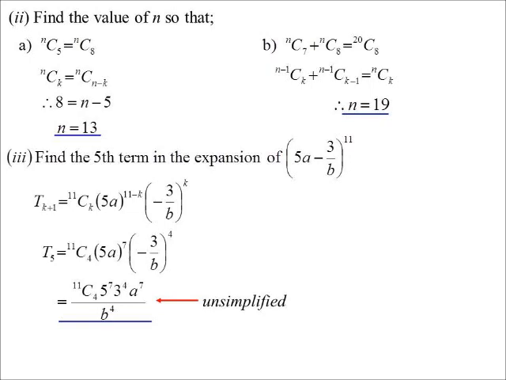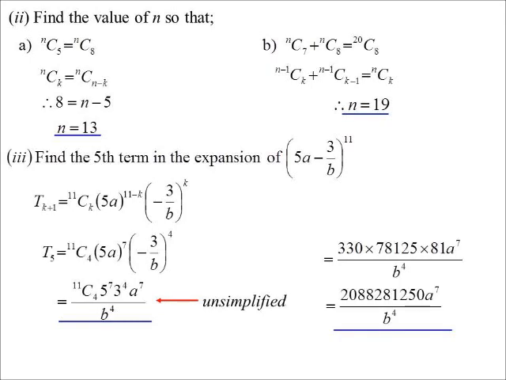In a lot of these cases, it's quite okay to leave it unsimplified, because if you did have to work it out, well, 11C4, 330, then 5 to the power of 7, 78,125. Negative 3 to the power of 4, 81. Oh, there's the answer. A really big number, I'm not even going to attempt to try and say.